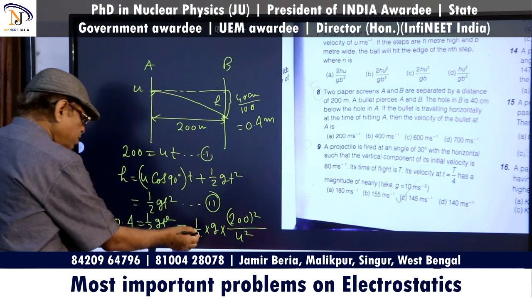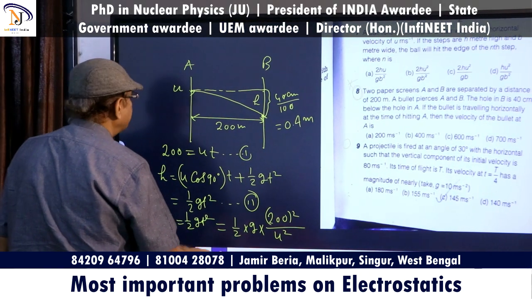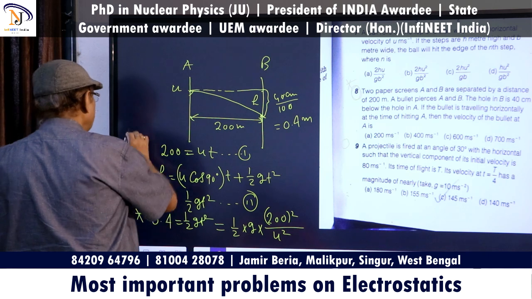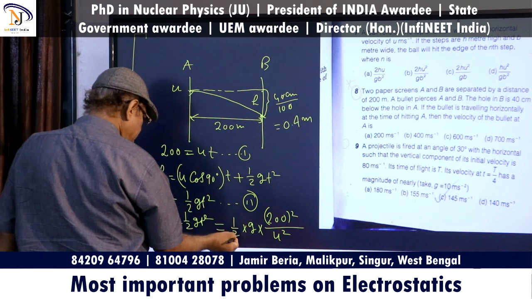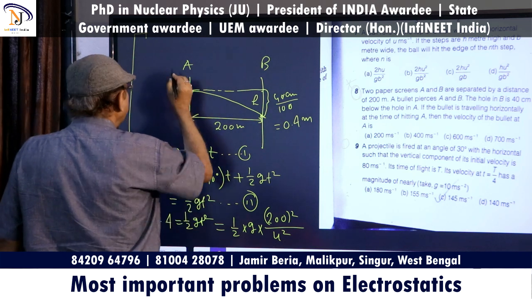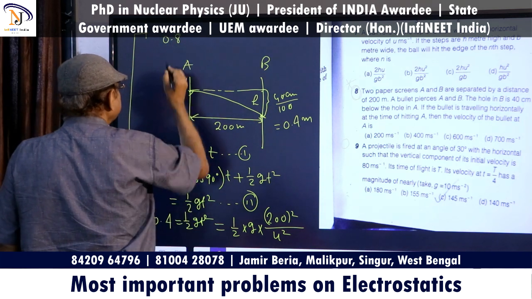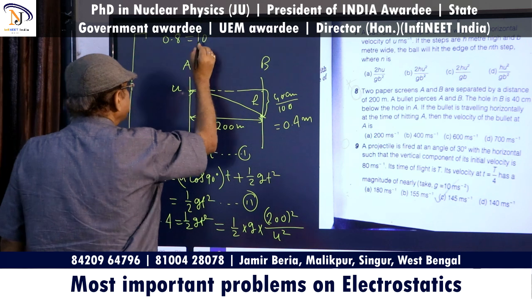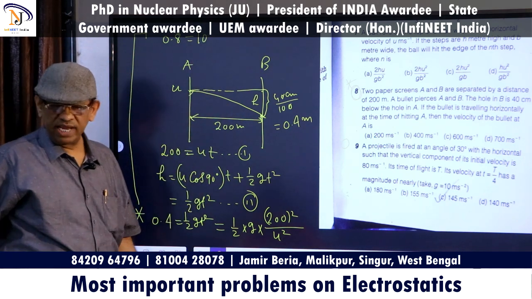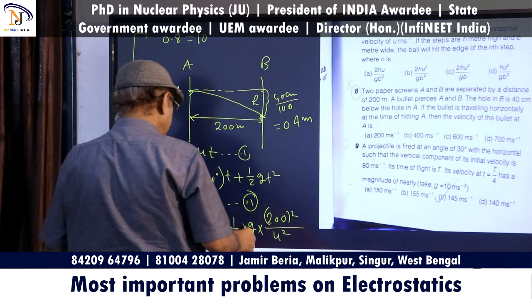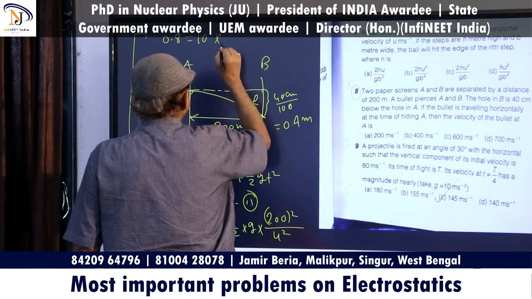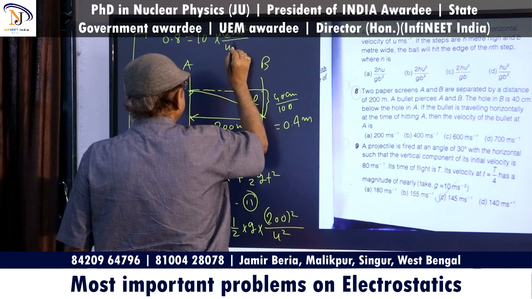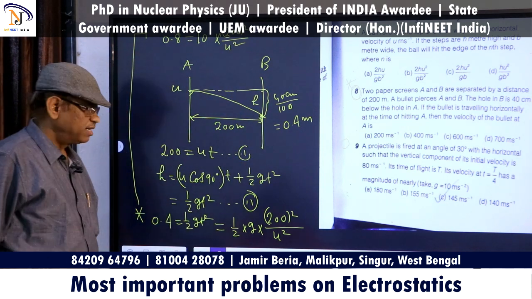What you can write here? You have to calculate only U square. So from these you can write 0.4 into 2, that is 0.8, equals G, which is 10. You can write G as 10 or 9.81. Let us take 10. And what more you can write? 200 square by U square. Am I clear?